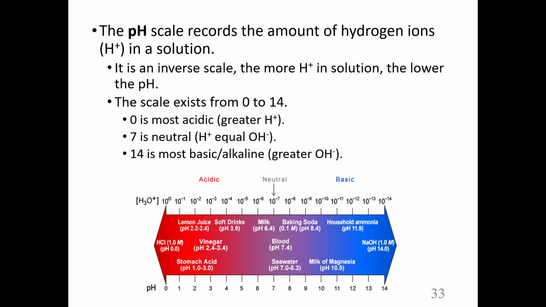A pH of 7 is neutral. The hydrogen ions will equal the hydroxide ions, and we've learned that hydrogen and hydroxide together will make water. So this will be like pure water. It may have salt in it, like sodium chloride, but remember, sodium and chloride do not influence the pH of the solution. 14 is the most basic or alkaline pH, and it means it has a greater number of hydroxide ions.